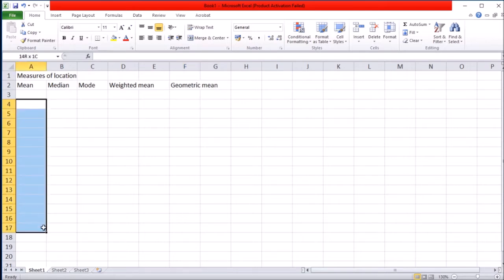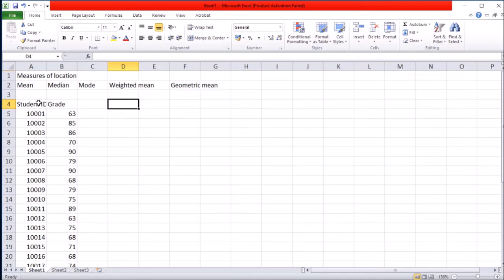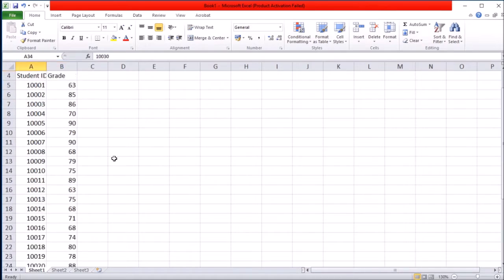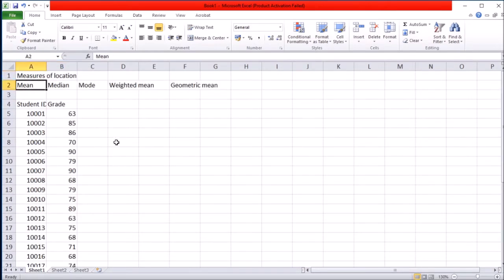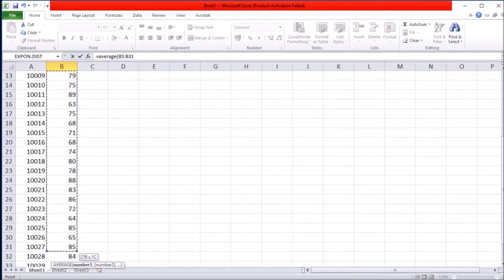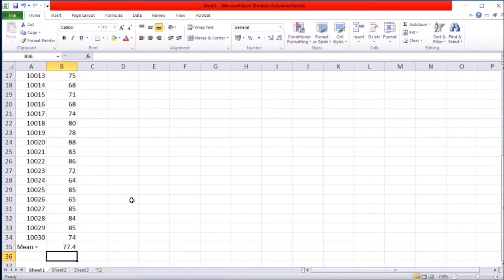First of all, let me generate some data here. So let's say I have these students here with their student IDs and the students' grades. We have 30 students, and the first is mean. Mean is simply another name for simple average. So to find mean, what I have to do is just hit equals, type average, open the brackets, enter these grades, and there you go. 77.4 is the average grade, is the mean grade.